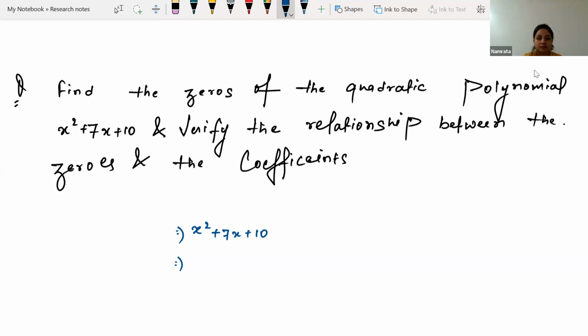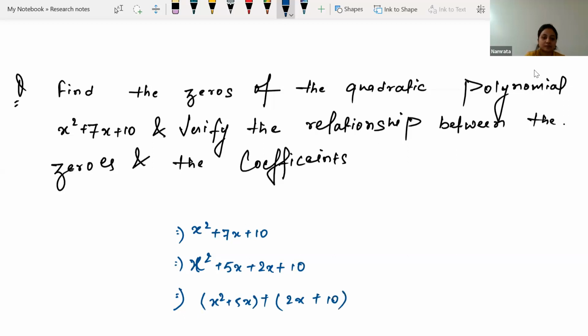5 and 2. So what will be the factors? We must write x square plus 5x plus 2x plus 10, right? Yes. Perfect. Then we'll put them in brackets. So it's going to be x squared plus 5x in one bracket and 2x plus 10 in the other bracket.